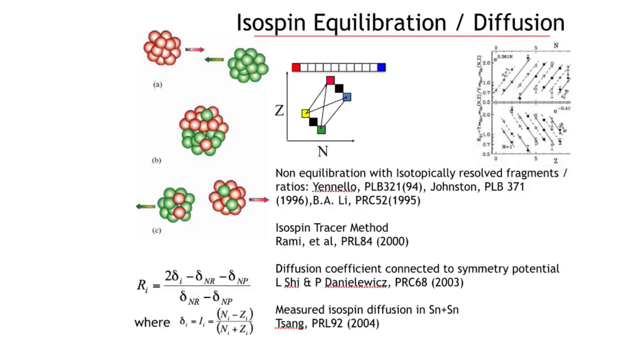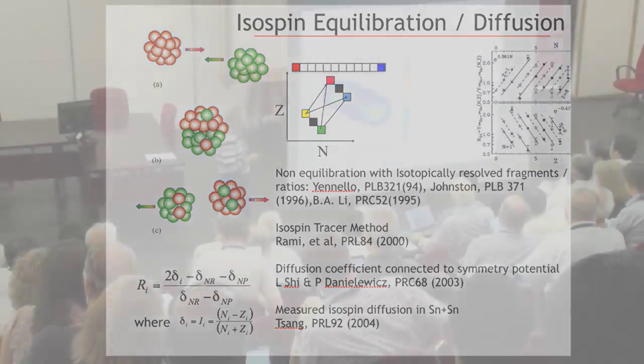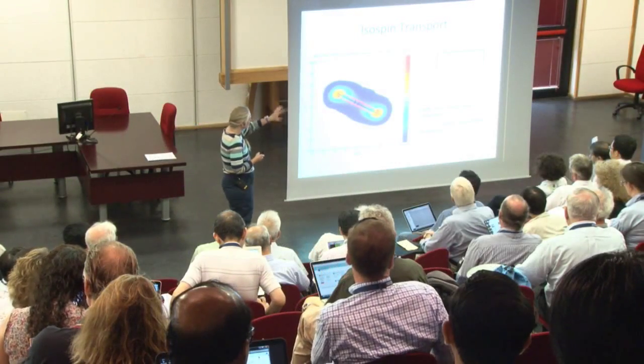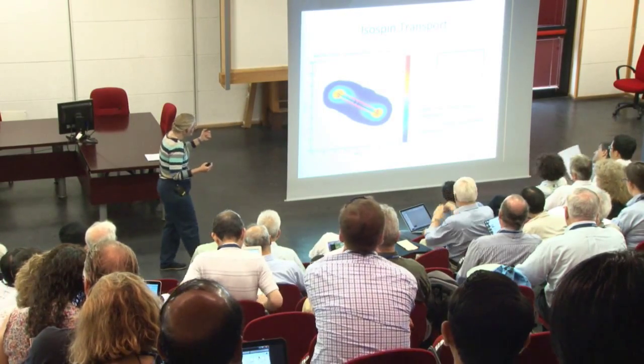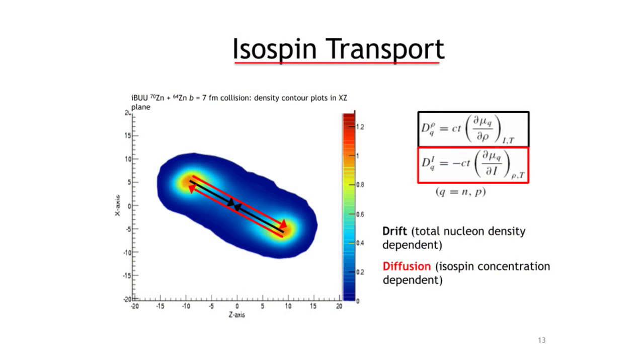Oh, and Pavel Danielovich actually did a nice job of doing a lot of the math in terms of the drift and the diffusion and separating those out, saying you have diffusion that is dependent upon the isospin concentration. So if you have this different N over Z of the projectile and the target, you should have diffusion between them. But you also have to realize that you have drift, because if we form a low density neck, then you have migration due to a density difference and not just to an isospin difference. And so trying to separate these out is again something that we have to work on.